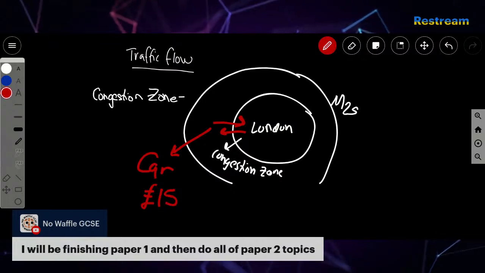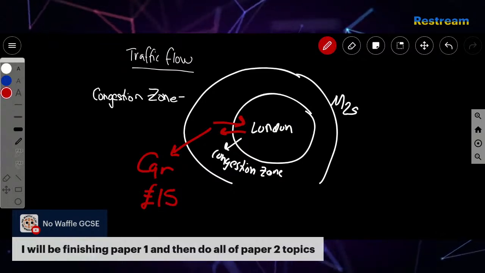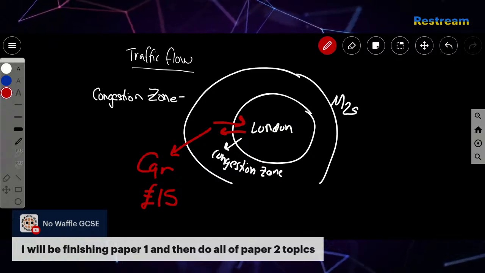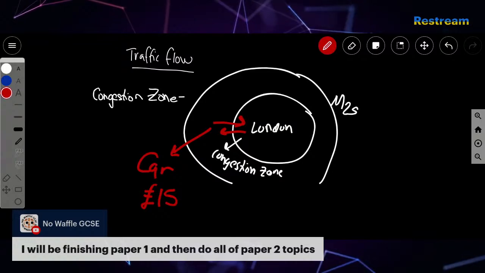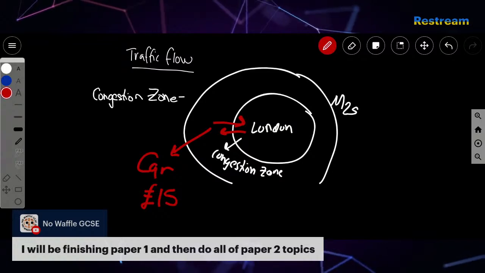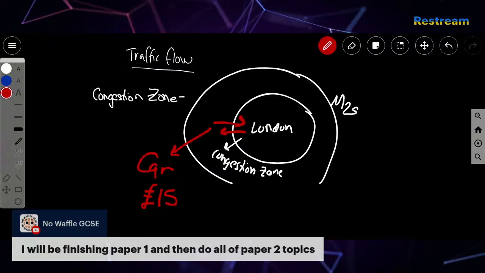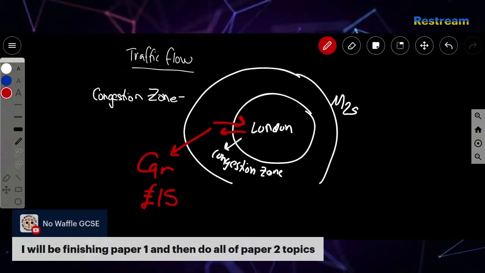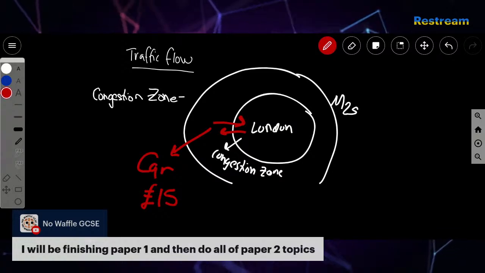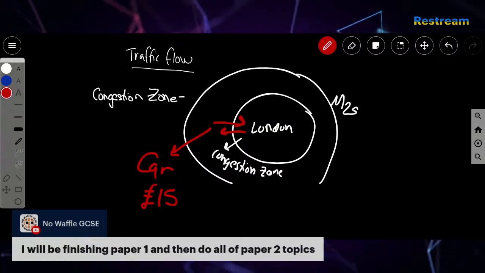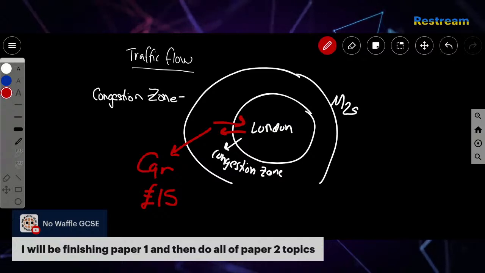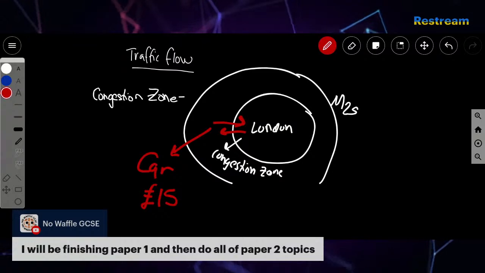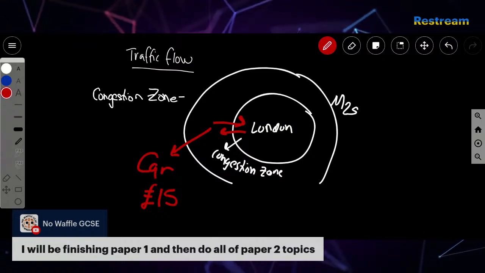And the government uses all the money it gets from people paying the congestion charge to ramp up the public transport facilities, making them more appealing. We also have things such as bus priority lanes. Bus priority lanes only allow buses to get through and stop buses being held in traffic, so it makes people want to take buses as opposed to individual cars.